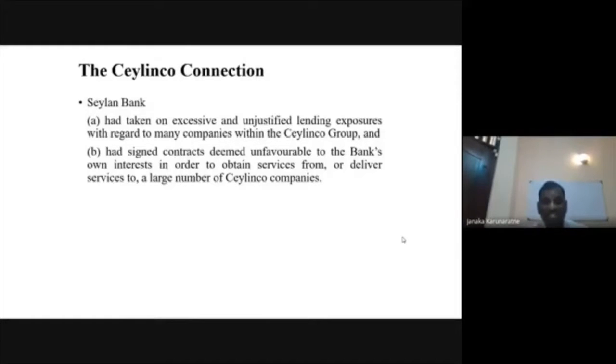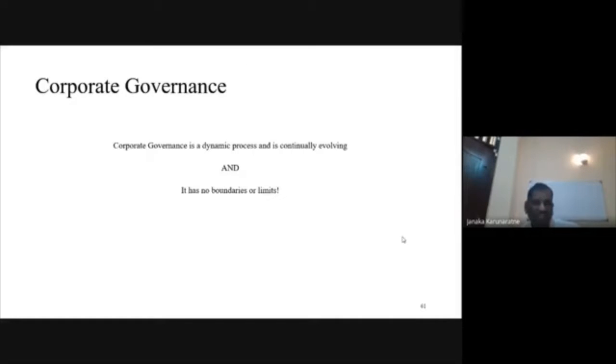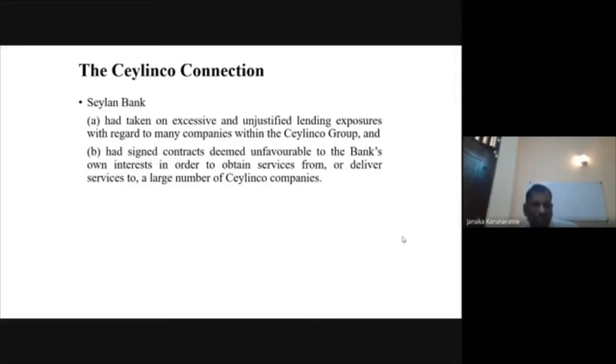Had signed contracts deemed unfavorable to the bank's own interest in order to obtain services from or deliver service to a large number. So at the expense of bank interest, contracts have been signed to provide better facility to the group companies. You see? So the bank has rather created benefit to the group, not to the bank.